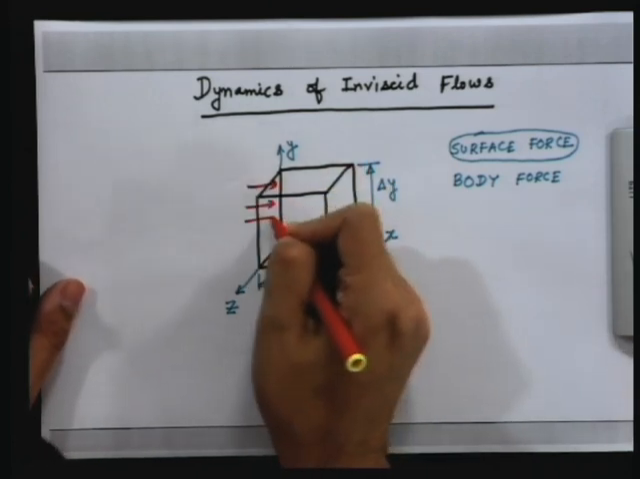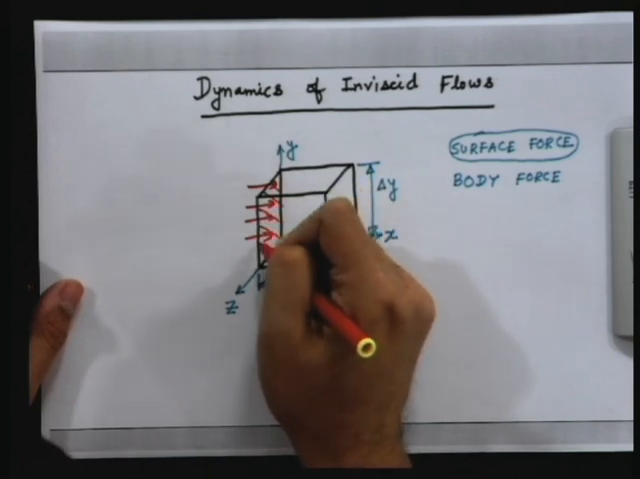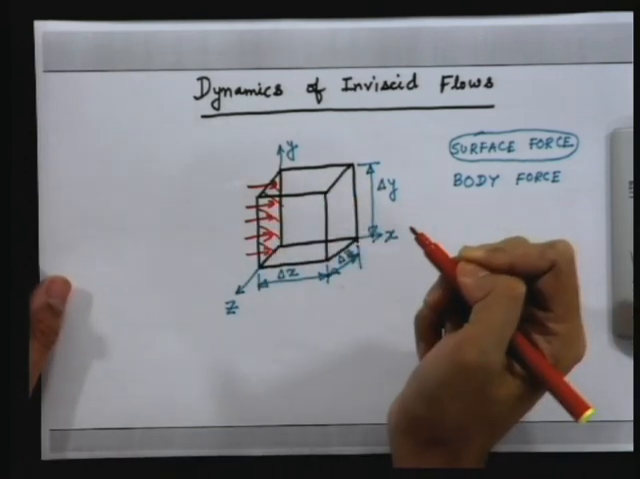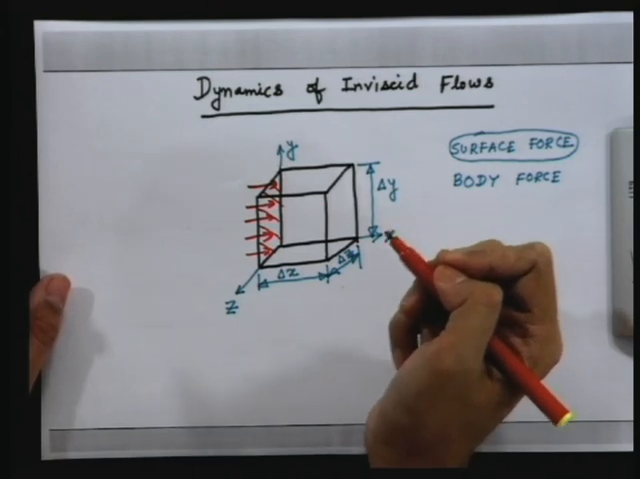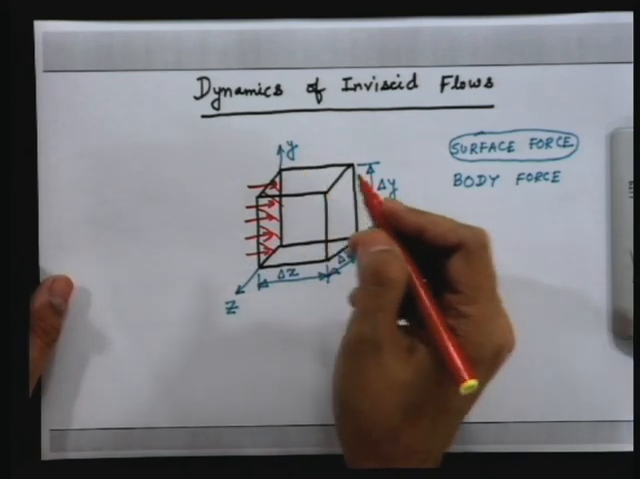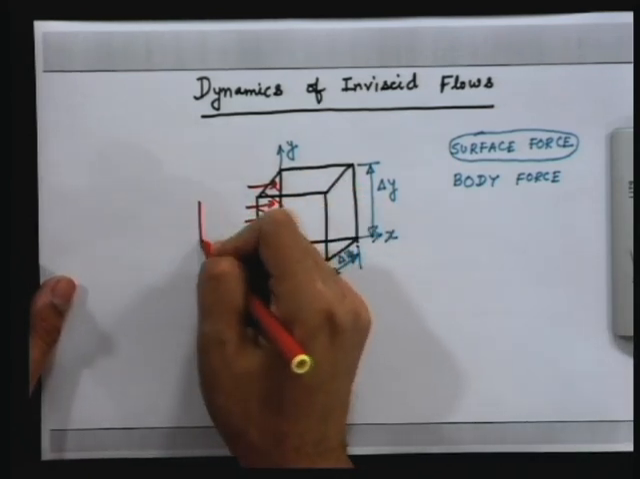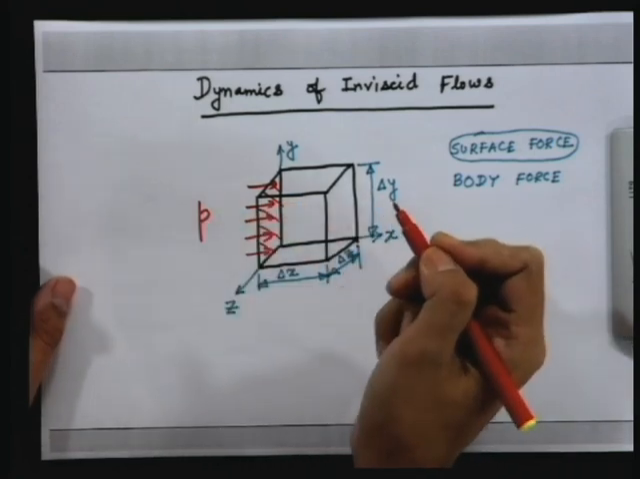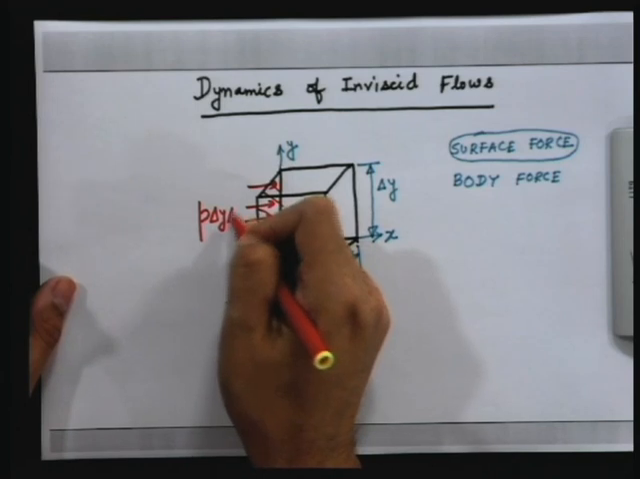So, let us consider this face, the face which I shade here. This face will have force acting on it. What are the forces acting on it? If P is the pressure at this location, the force is P times delta y times delta z.